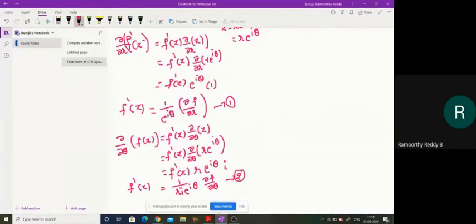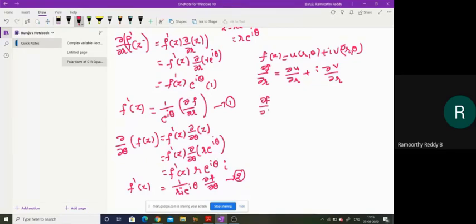See, we have f of z equal to u of r comma theta plus i v of r comma theta, right? Now ∂f/∂r is ∂u/∂r plus i times ∂v/∂r with respect to r. Now similarly ∂f/∂θ equals ∂u/∂θ plus i times ∂v/∂θ. It is clear? Are you following?